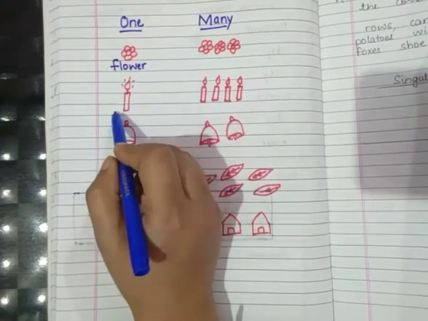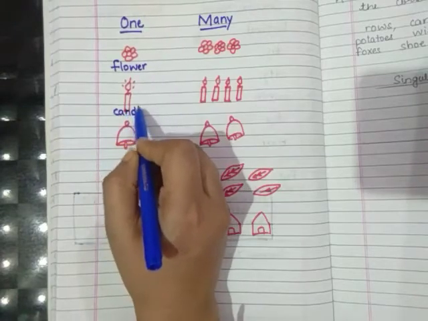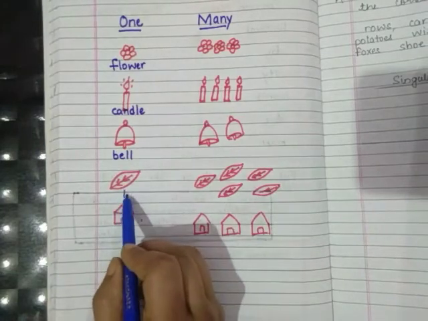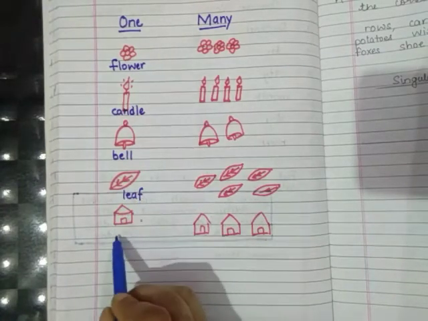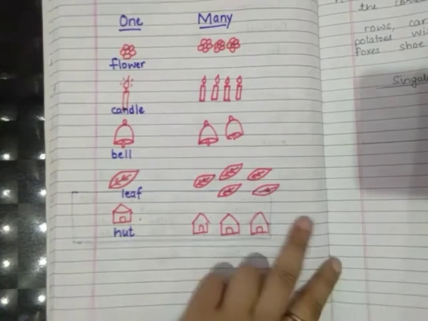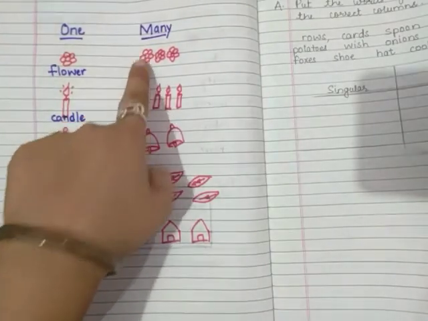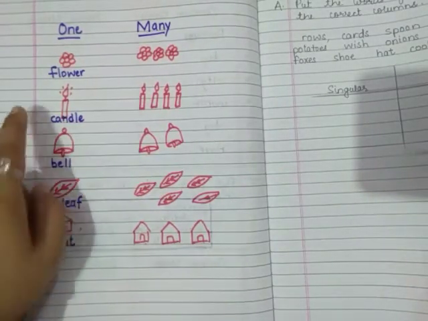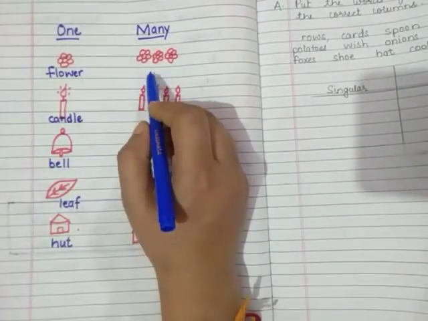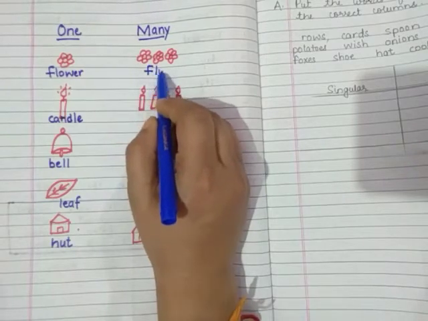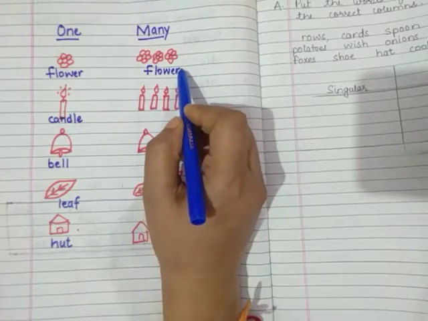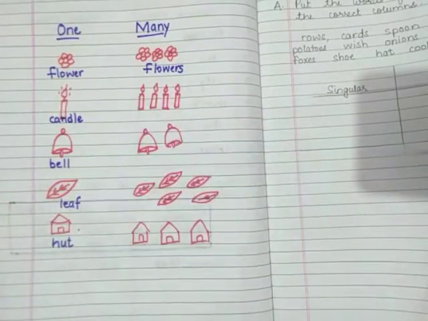This is a candle. This is a bell. This is a leaf. This is a hut. Okay, but when we write the names in the many column, you will not be able to write flower as just flower here. You have to add an S with flower because when naming words are in plural form, their spelling changes.